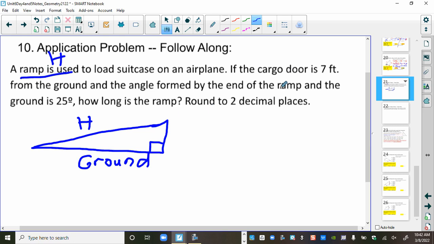Then the cargo door is 7 feet from the ground. So if this is the ground, is the 7 feet this way or is it up and down? Up and down. Now the end of the ramp and the ground forms a 25-degree angle. So is the 25-degree angle here or here? Is it this angle here, above the right angle, or is it to the left of the right angle? To the left.